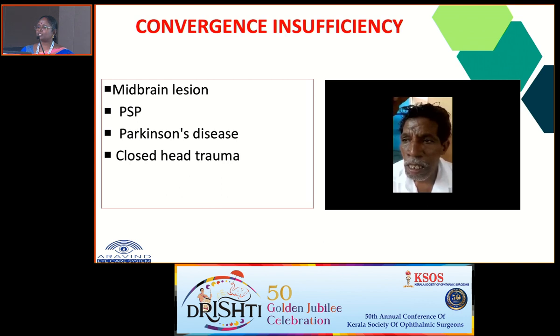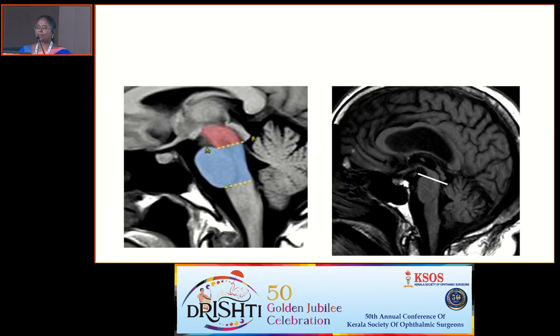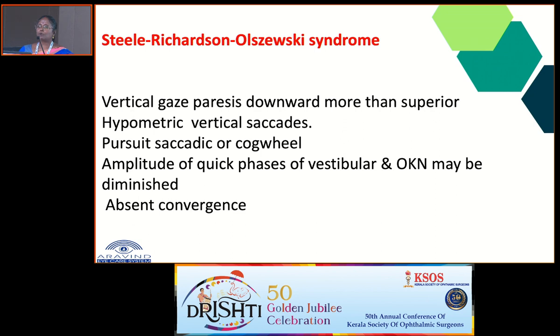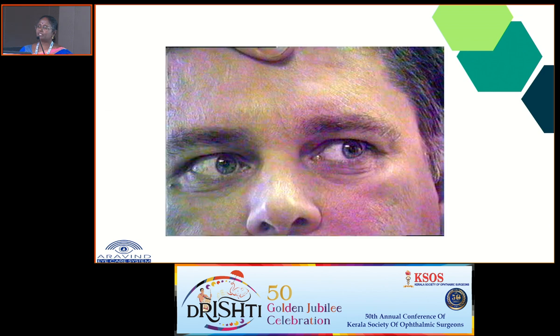You can see the patient is not able to follow the target. The pursuit is very slow, so you can call that a saccadic pursuit. Here the convergence is also very poor. So this you call progressive supranuclear palsy, where your vertical gaze paresis is worse for downward than upward, and the pursuit is saccadic. You tend to have absent convergence as well as OKN which may be diminished.